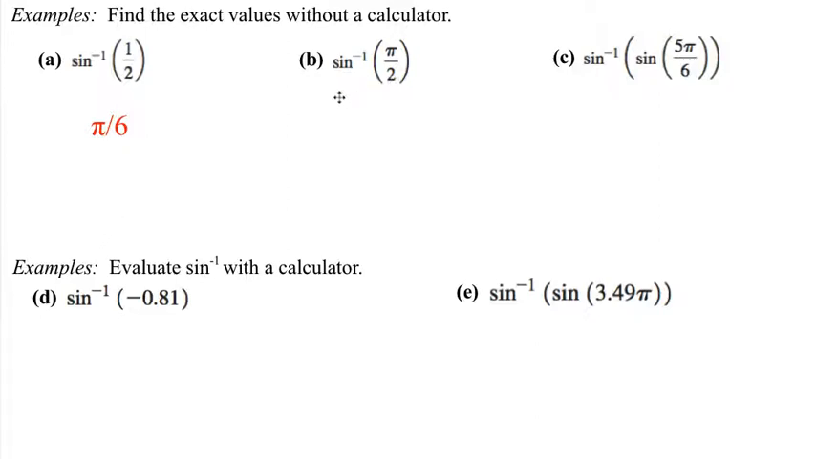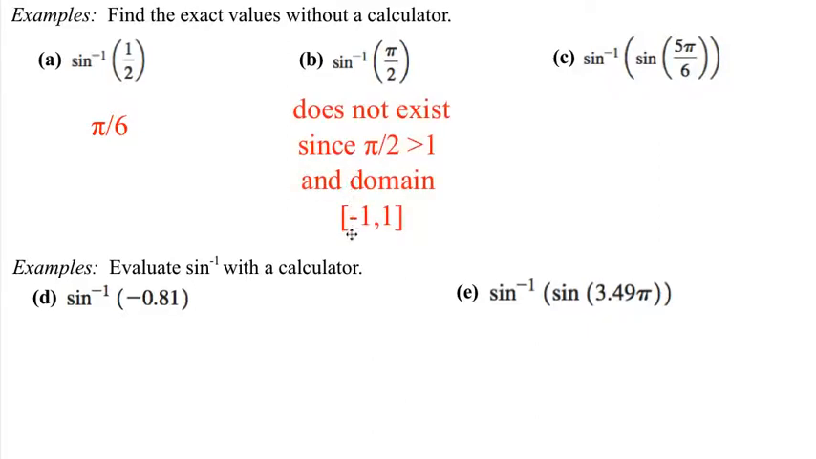The second one, the angle whose sine is pi/2. Well, pi is 3.14, and if we divide 3.14 by 2, that's outside of our domain restriction. Our domain only goes from -1 to 1. This number is bigger than 1 if we divide it, so it doesn't exist. So be aware that you could get some things that do not exist.